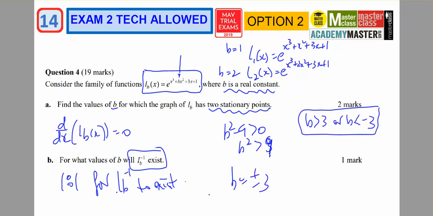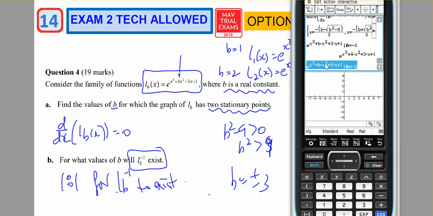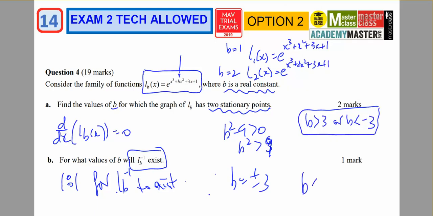What if b was in the middle? That is, if this in here was negative, maybe I won't have any stationary points at all. So how about I pick negative 2? I might clear all that. b equals negative 2, no stationary points at all, so that's all 1 to 1. So therefore, b is an element of minus 3 to 3, all inclusive.